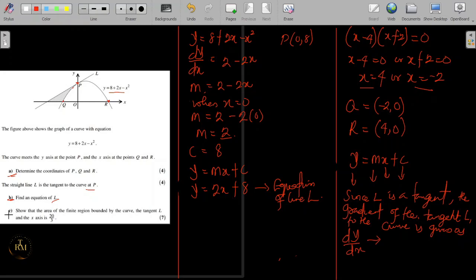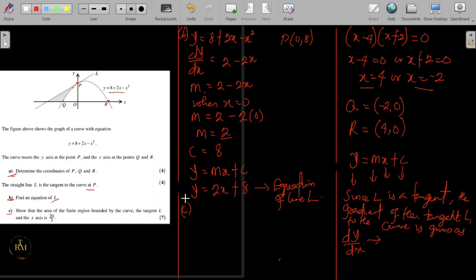Now, the last one is to go to the C question. So this one is for the B part. So the C question is telling me that I should show that the area of the finite region bounded by the curve, the tangent L, and the x-axis is 20/3. Now, how do I solve this particular question?